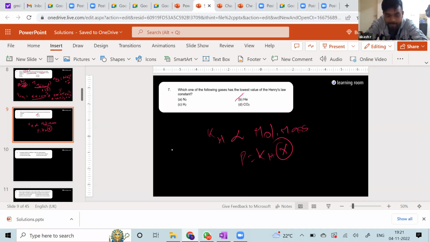Are you able to understand? Okay, sir. We are rearranging this equation. Don't worry about rearranging and stuff like that. This is the property of KH. KH increases with increase in molecular mass. Okay, sir. That's a constant, how does it vary?